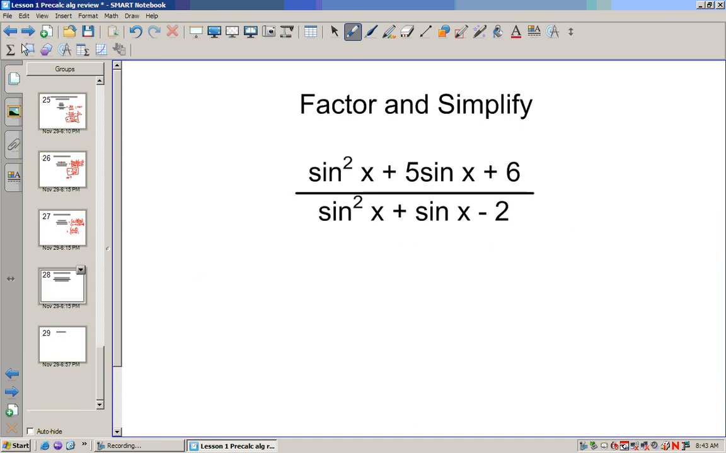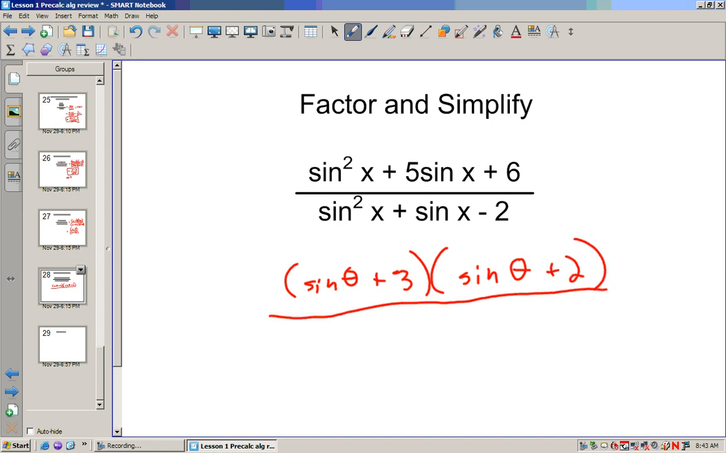Alright, let's look at this. This looks more difficult, but it's the same thing. What two numbers multiply to 6 and add up to 5? That's going to be 3 and 2. Now instead of having an x, we just have a sine of theta.